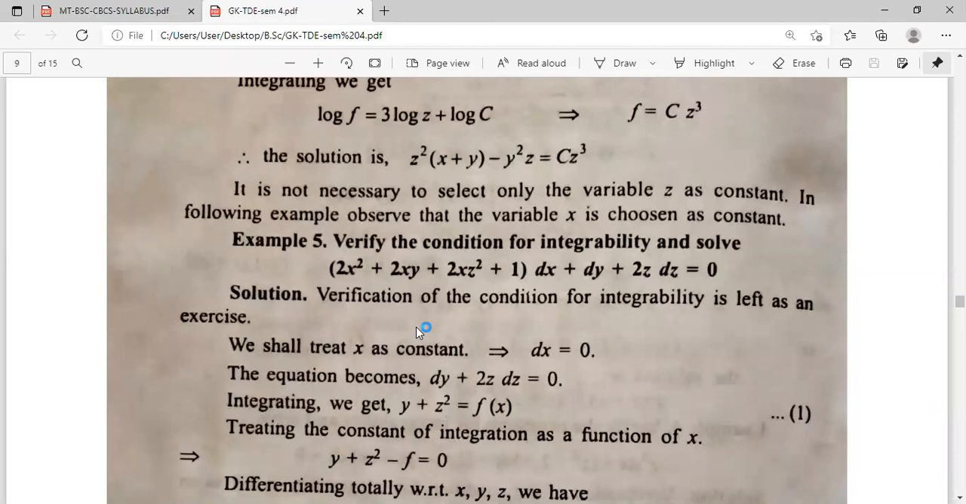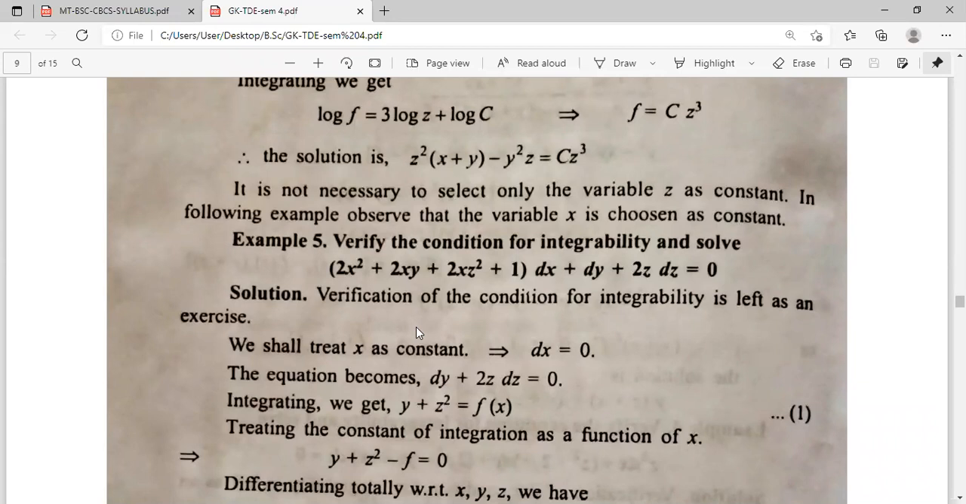Now verify the condition for integrability and solve (2x² plus 2x z² plus 1) dx plus dy plus 2z dz equal to 0. Now here you see, if you take x equal to constant, because in the previous cases you have taken z equal to constant and then you got dz equal to 0.